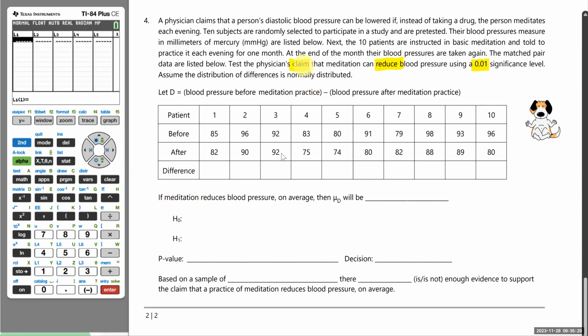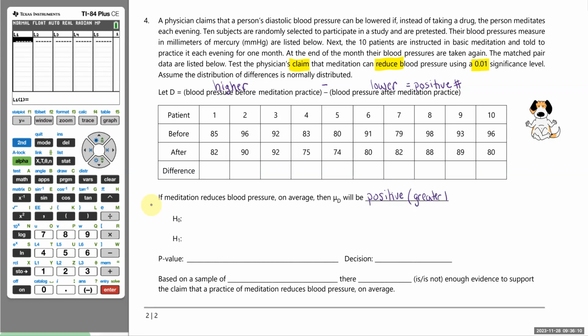So if the claim is true, if meditation does reduce blood pressure, that would mean after they meditate, we would see their blood pressure go down. So if the claim is true, their blood pressure will be lower after the meditation practice, making it higher before their meditation practice. And a higher number minus a lower number always results in a positive number. So if meditation reduces blood pressure on average, then the population mean of the differences will be positive. So positive numbers are numbers greater than 0.